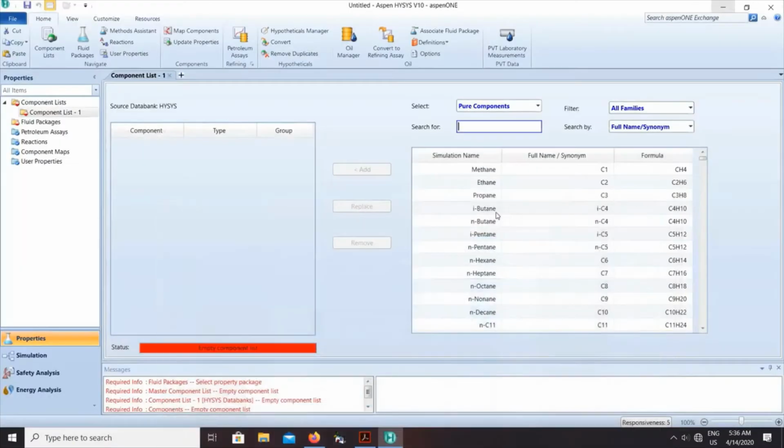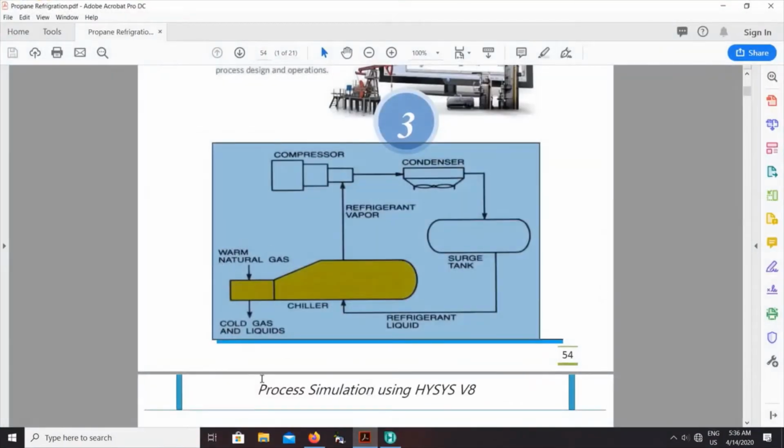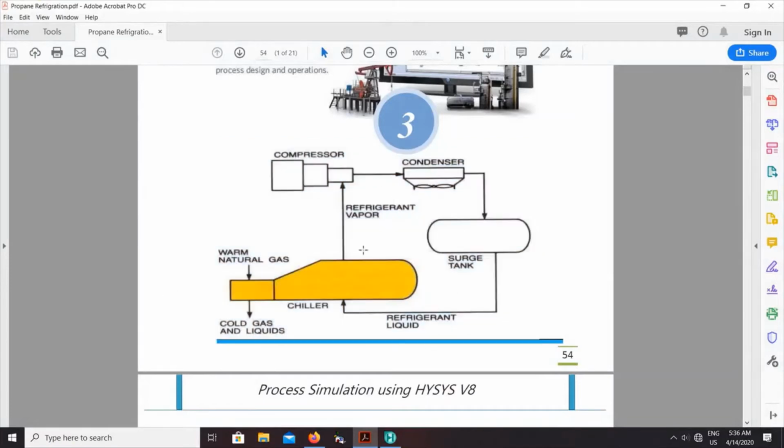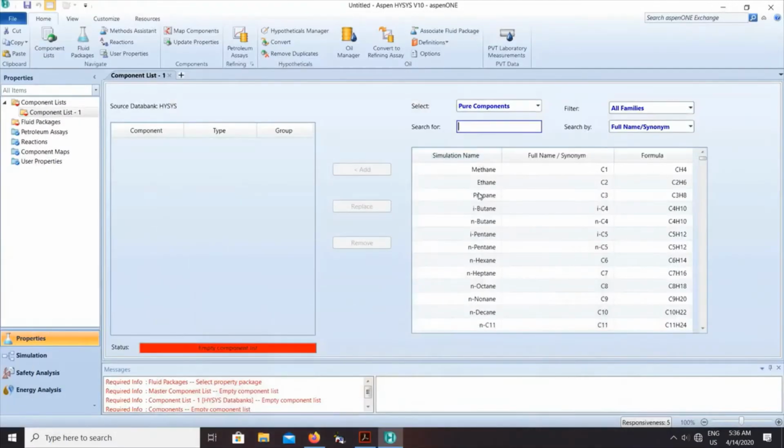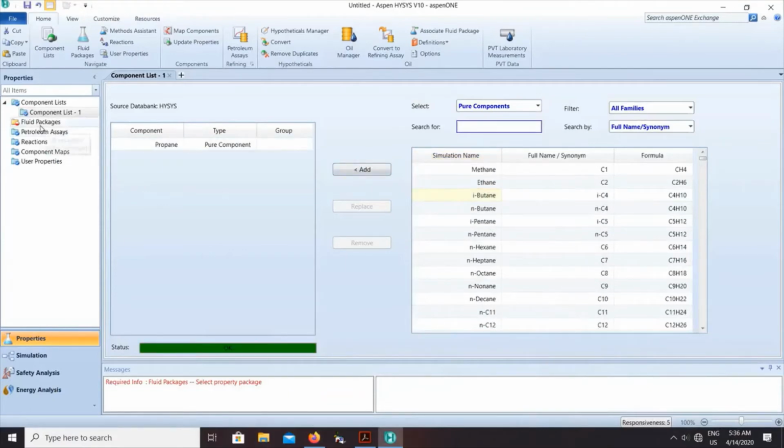So the only component that we have here, we are not going to talk about the natural gas. Obviously natural gas we need to cool it down, but here the goal is how to create this loop. The goal is not to use natural gas. The only goal in this particular exercise is how we can use the propane loop. That is the reason why we only have propane as a main component. So propane will be added. This is the only component we have in the component list.